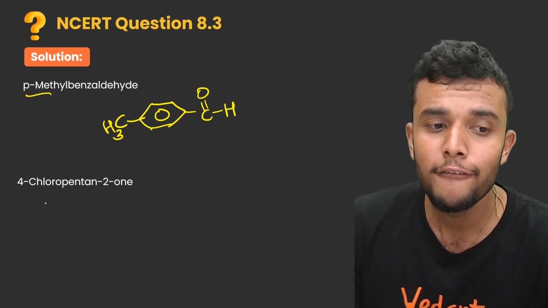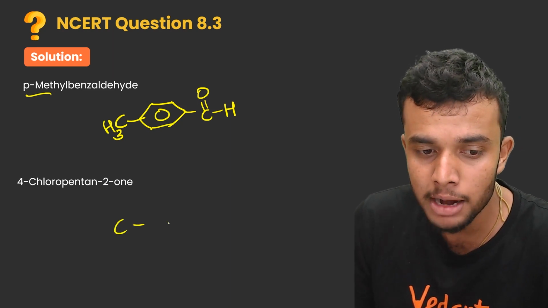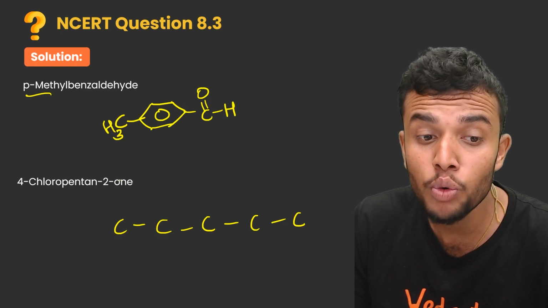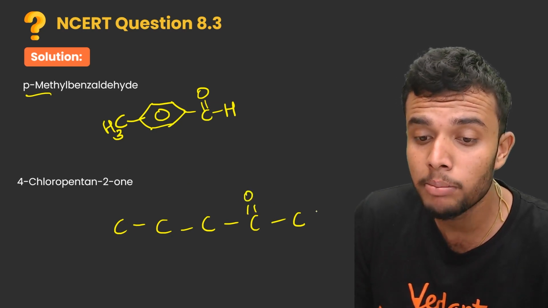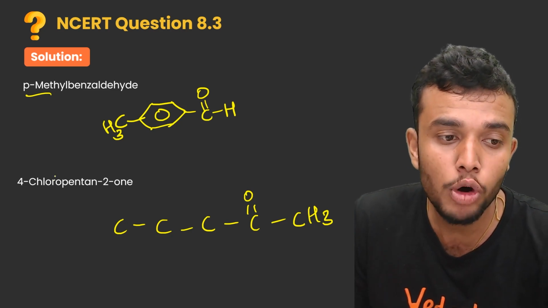The next one is 4-chloropentan-2-one. Pent is nothing but a 5 carbon molecule. At the second position, ONE, at the second position a C double bond O group is there. That's why it becomes a CH3 group. Understood, students? Next move on to the prefix term.